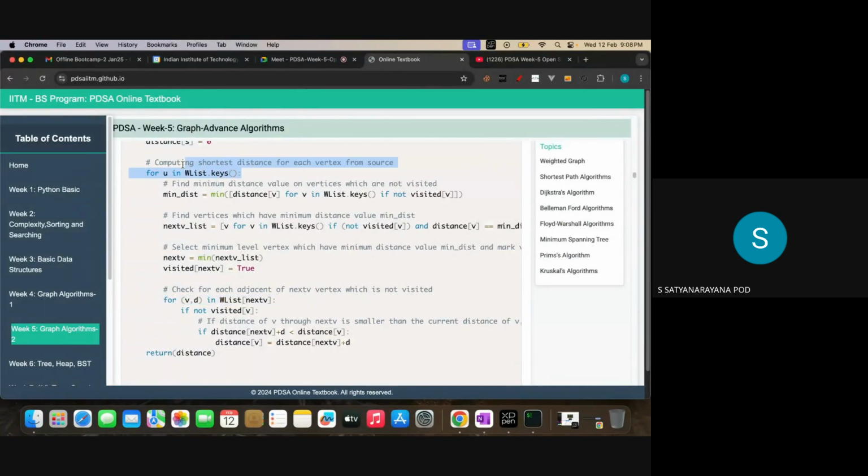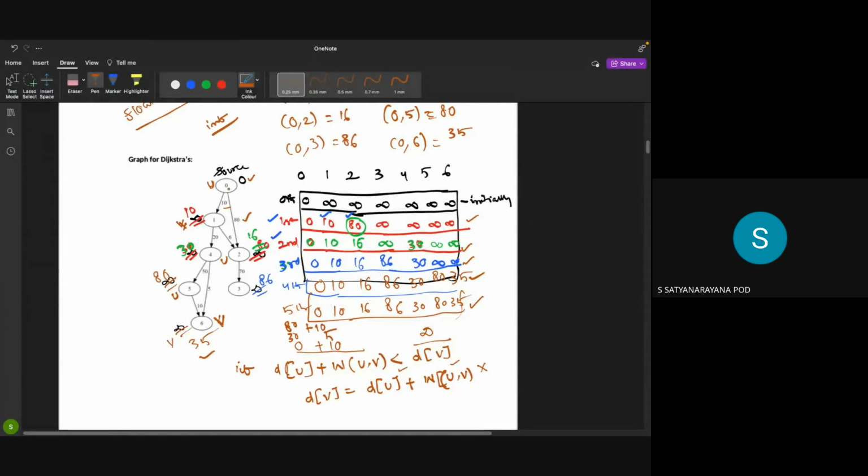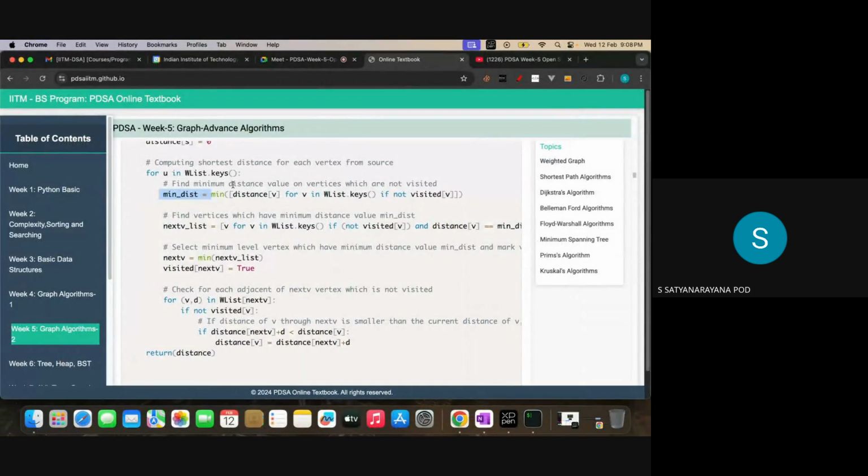So this outer loop, what it will do is compute the shortest distance to each vertex from the source. From the source, first version is updated. From the source, second version is updated. From the source, third version is updated. That is done for all vertices. And here, every time what we are doing is find the minimum edge. I said 0 is connected with 1, 0 is connected with 2. Whichever is visited first, that's what we are selecting, the minimum distance one.